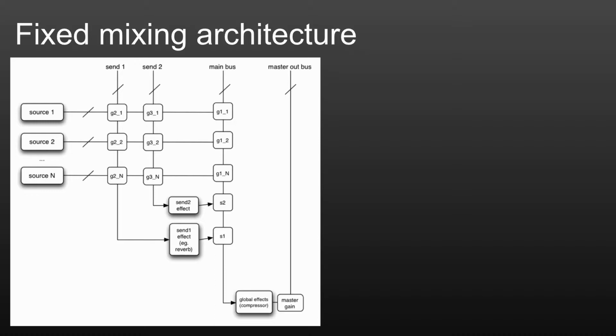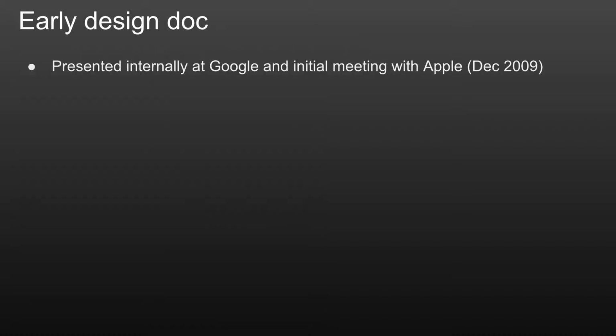You couldn't create gain nodes and create your own types of mixers. It was just a fixed mixing architecture, pretty much doing the same type of thing that OpenAL was doing under the hood for just playing one-shot sounds. So I presented a design doc at Google, and I presented also at Apple. I managed to snag a meeting with some guys on the WebKit team at Apple, and I'd like to show you what that design doc was.